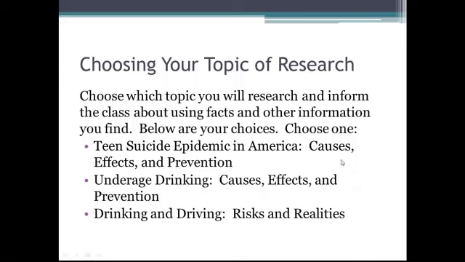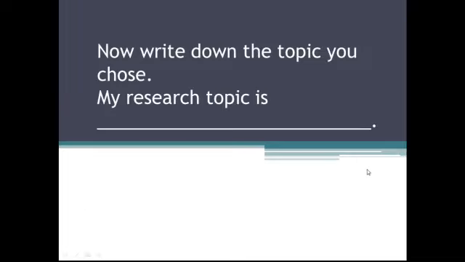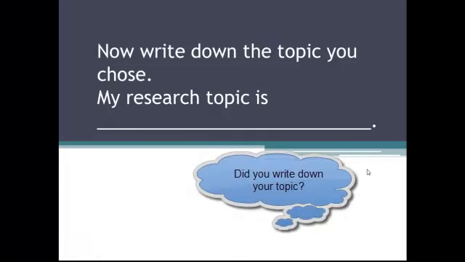Your second option is underage drinking: causes, effects, and prevention. Again, you're doing this with a persuasive mindset. And the last one is drinking and driving: the risks and realities at any age. You're going to convince your classmates to make wise life choices. Alright, so now that you've thought about it, make sure you write down which topic you're going to do. You can only choose one, so pick one and write it down.